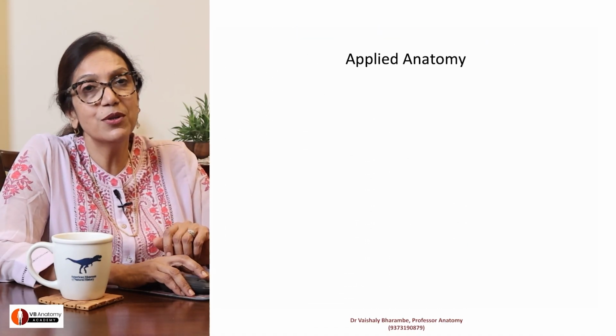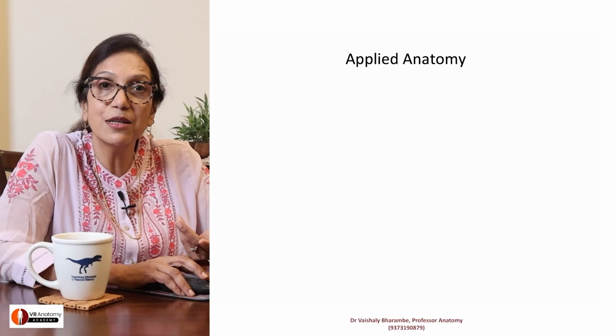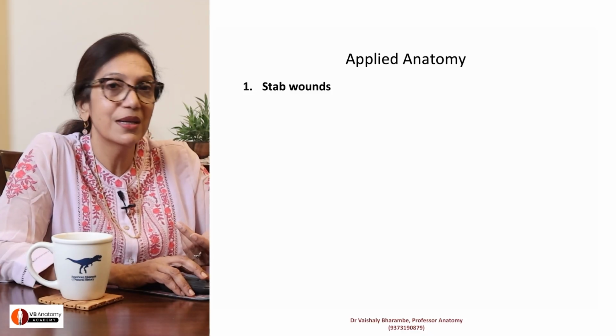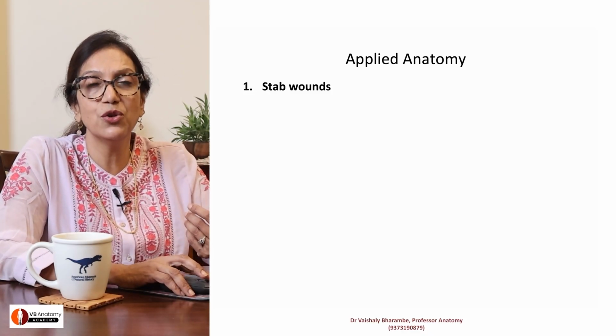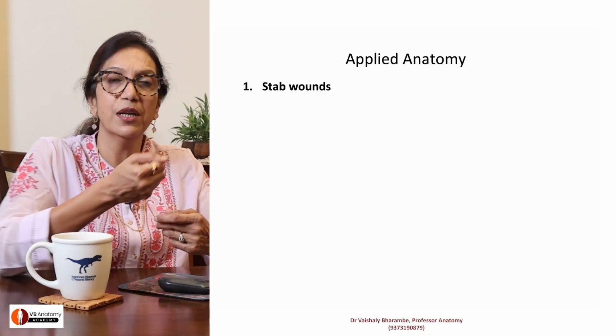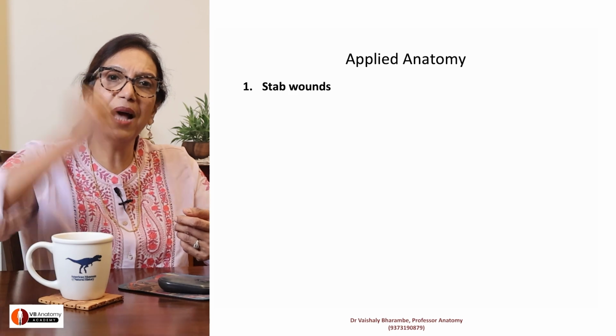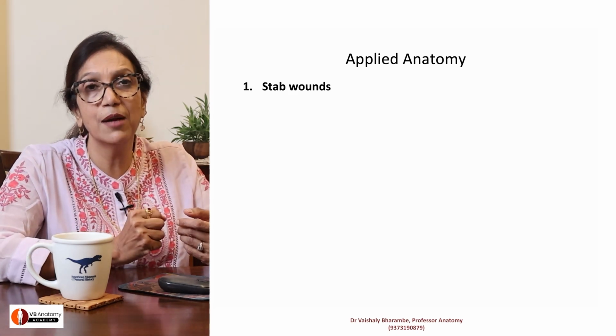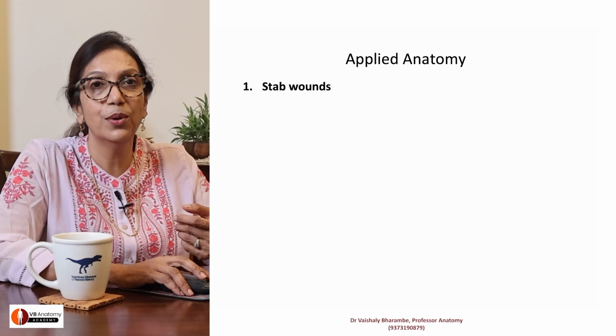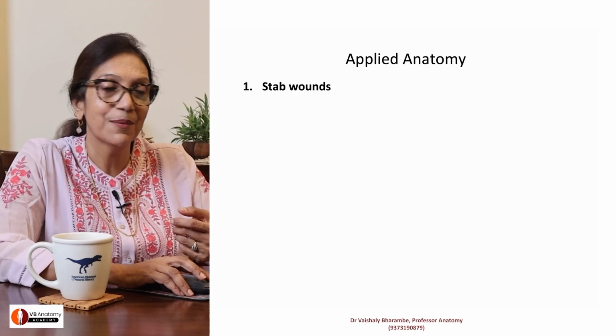Now let's talk about some applied aspects. Why did I discuss so much with you? Because sometimes these structures can be injured if somebody is trying to harm someone. Just take a knife and put it in behind the clavicle. It's going to go directly into the person's apex. I'm not saying try, not at all. Okay, but this is how it is.